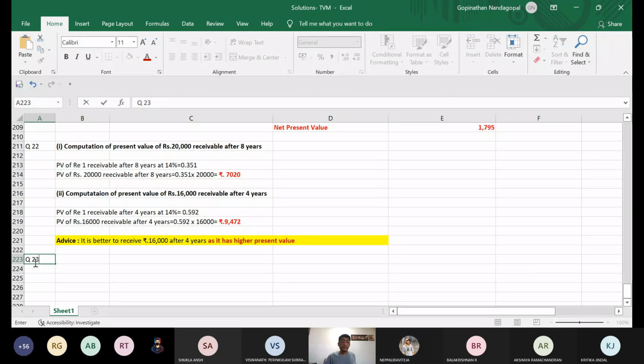Sir, I have a doubt. How can we directly say the 16,000 is the future value of 9,472, after 4 years? It's very clear. 20,000 you're going to get after 8 years, where your present value is only 7,020. 16,000 you'll receive after 4 years, but your present value is more. Automatically, that is better. That is why I wrote the advice very clearly.